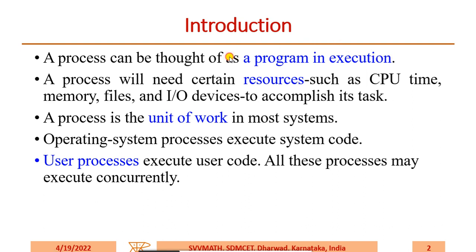A process can be thought of as a program in execution. A process will need certain resources, such as CPU time, memory, files, and input-output devices, to accomplish its task. A process is basically a unit of work in most computer systems. Operating system processes execute system code. Similarly, user processes execute user code. All these processes may execute concurrently.